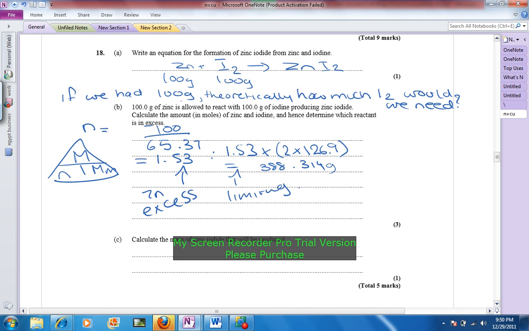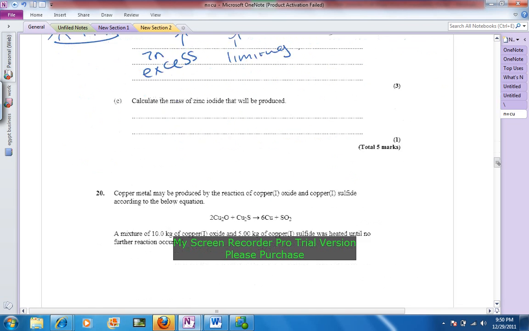You can start with either one. You could have started completely differently and said, if we had 100 grams of iodine, theoretically, how much zinc would we need? You would get an answer that shows zinc is in excess. Theoretically we would need less zinc than we put in the experiment. So that's why zinc is the excess one. Alright, you get it?